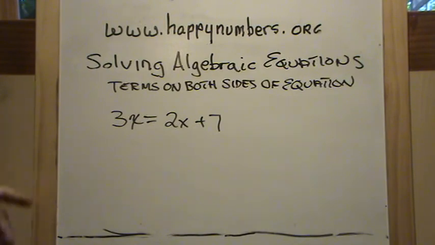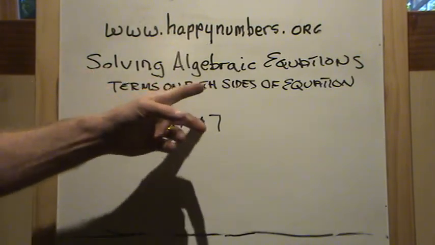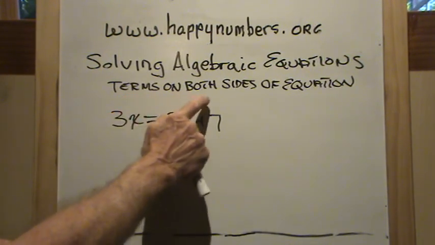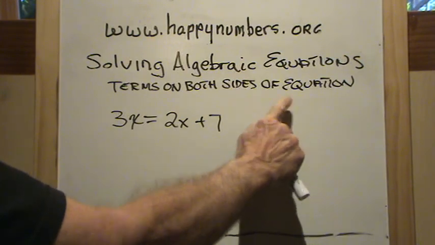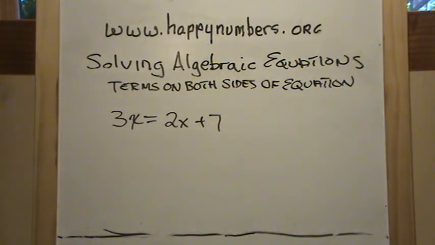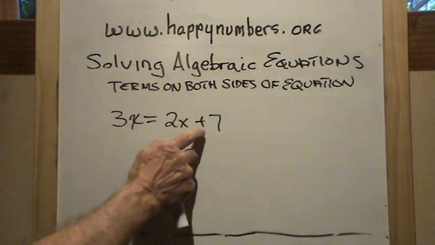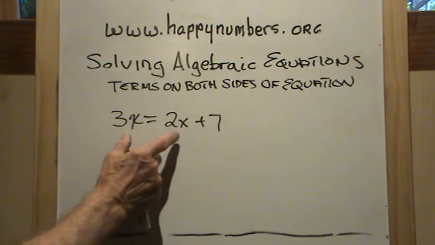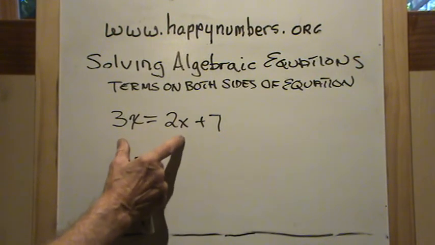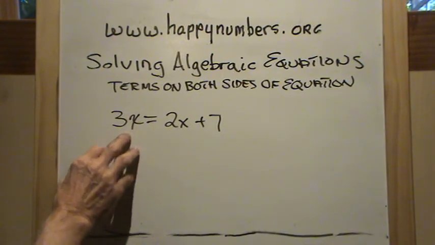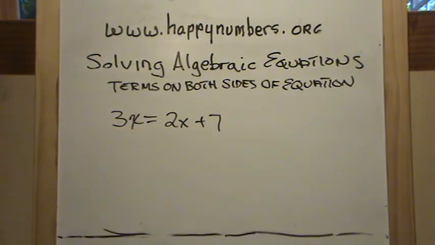www.happynumbers.org. Today's lesson is going to be solving algebraic equations when we have like terms on both sides of an equation. And here's an example: 3 times x is equal to 2 times x plus 7. Well, we have two like terms here, but they're on different sides of the equation. And our approach when we're working with equations is always the same. We want to get the unknown or variable on one side and all the numbers on the other side.